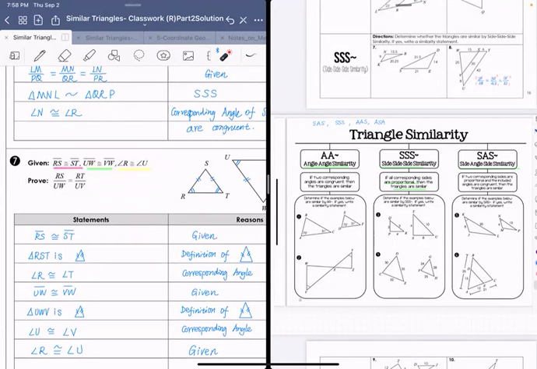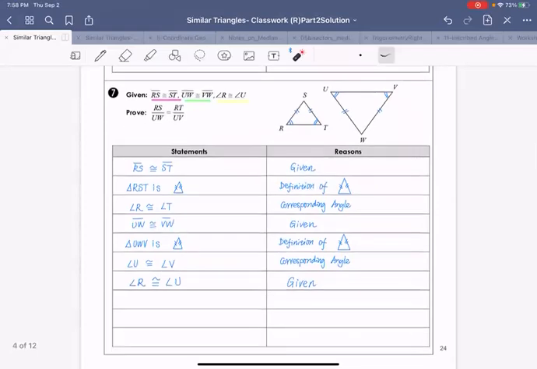So what is the reason? AA. Let's see here. Watch out. We copy down this one here. Look, angle R is congruent to angle U, correct? Yes. These two I can mark in pink. These two are equal. Because angle R is congruent to angle T and angle U is congruent to angle V, can I say angle T is also congruent to angle V?